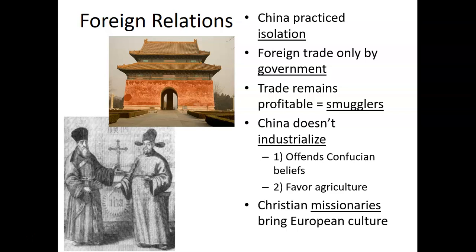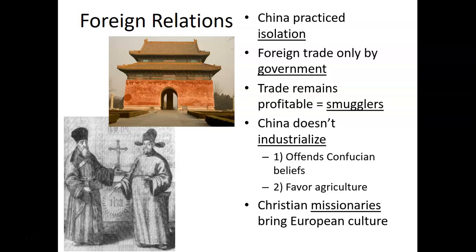But anyways, from a foreign relations standpoint, this is where China starts isolating itself from the outside world, in particular Europeans. The government in China directs that foreign trade can only be done by the government, which turns trade into more of a black market system. And trade still does remain profitable for many people because of smugglers. This is actually one of the reasons why the center of the black market still exists in China to this day, because of this starting of closed door relations at this time.